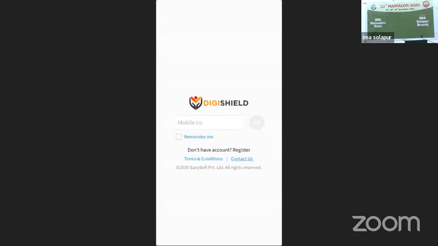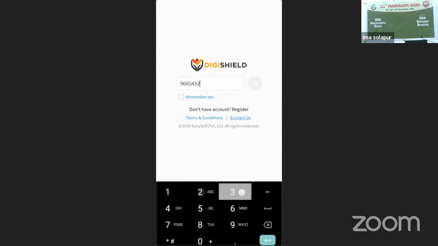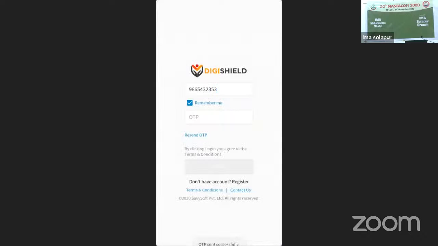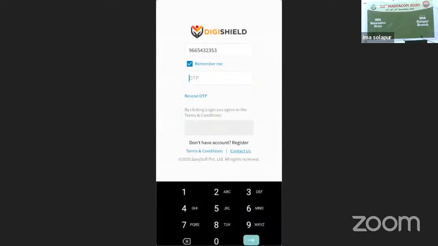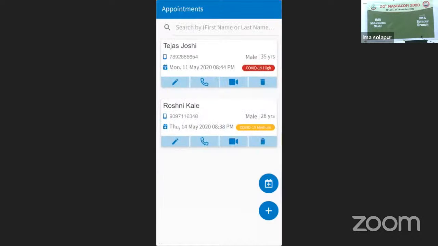Logging into DigiShield is easy, safe and secure. Enter your registered mobile number. An OTP is sent to your mobile. Enter the OTP and you are logged in. No passwords to forget.